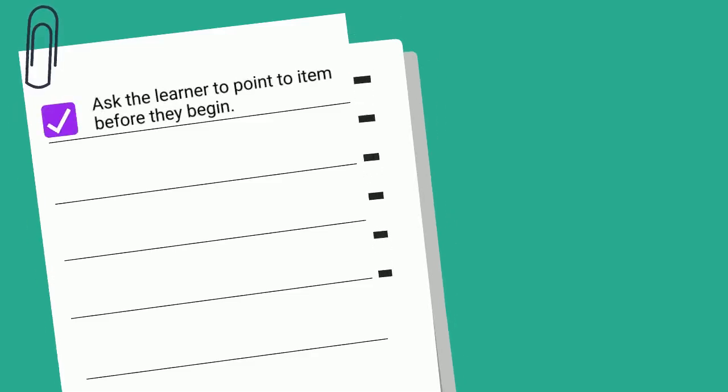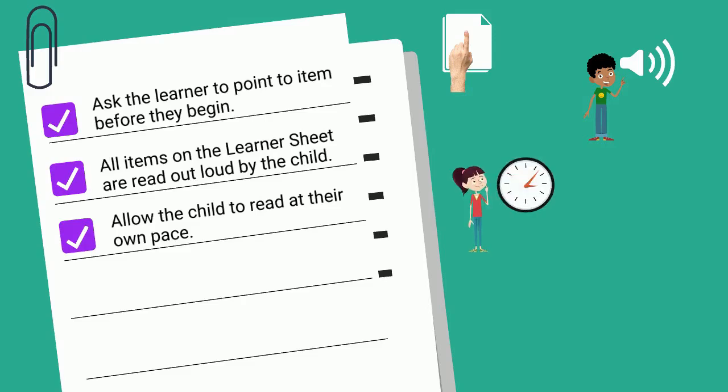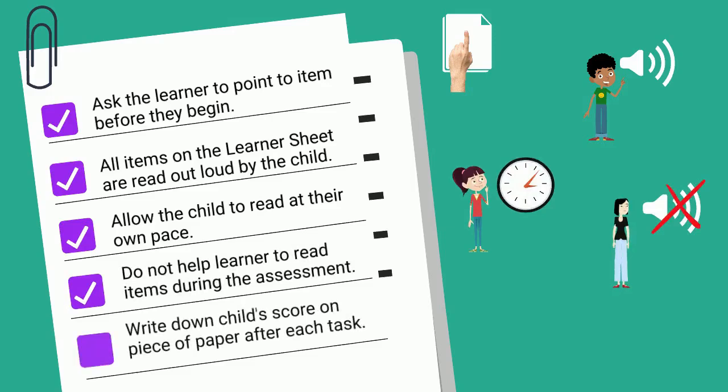Here are general guidelines to follow. Ask the child to point to the first item in the box before they begin. Allow the child to read each item on the learner sheet out loud at their own pace. Do not help the child read any of the items during the assessment, and write down the child's score once each task is completed.